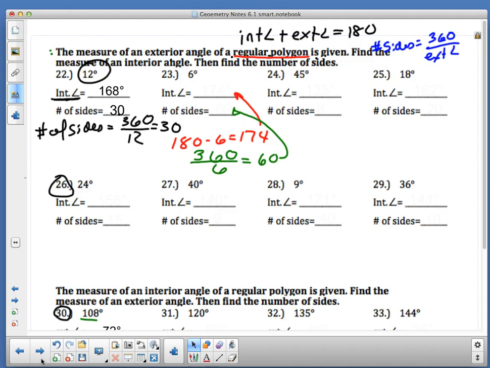Okay? So, know that if I have the exterior angle, like 12, I subtract it from 180, I'll get 168. If I have the exterior angle, 12, and I divide it into 360, I'll find the number of sides. And look, number of sides, 360 divided by 12, I got 30 right there. I've got it written down. But in this next one, I'm doing the same thing. Okay, and number 23, 180 minus 6 is 174. Well, 360 divided by 6. Well, that's 60. That's got 60 sides. Crazy. Do the next two.